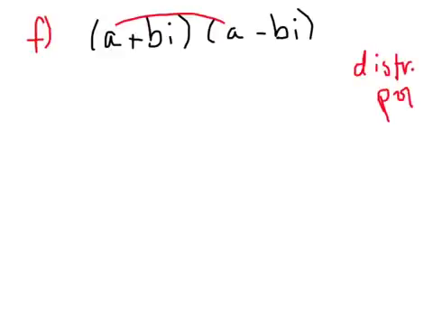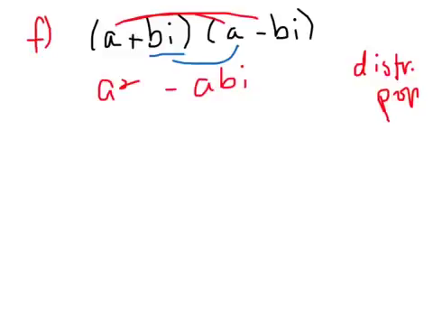So when we do that, we get a squared minus abi. Now I'm going to distribute the bi. Bi times a, positive times a positive is a positive. If you put all those numbers down, and we usually just put them in alphabetical order, you get abi. A positive bi times a negative bi would be a negative b squared i squared. Okay, so all that was just the distributive property.